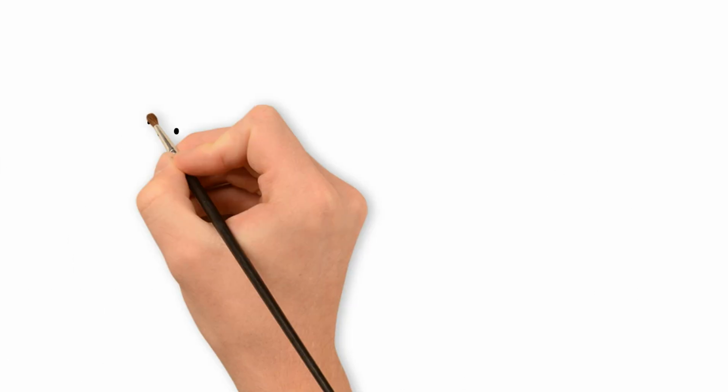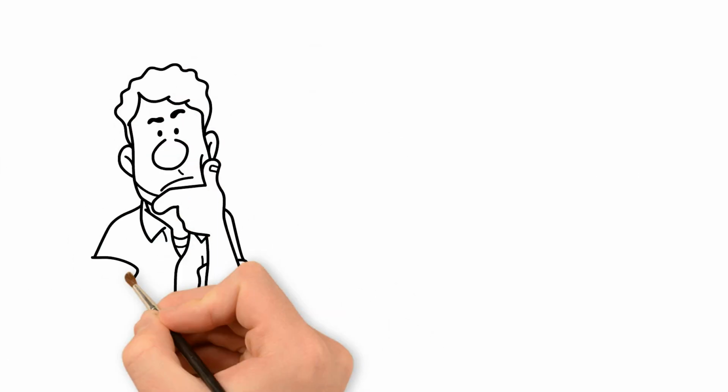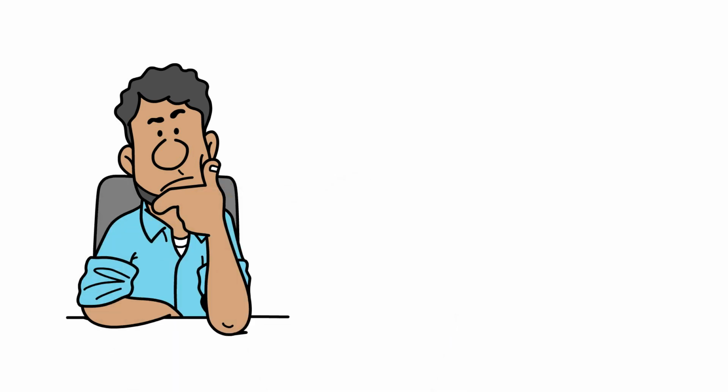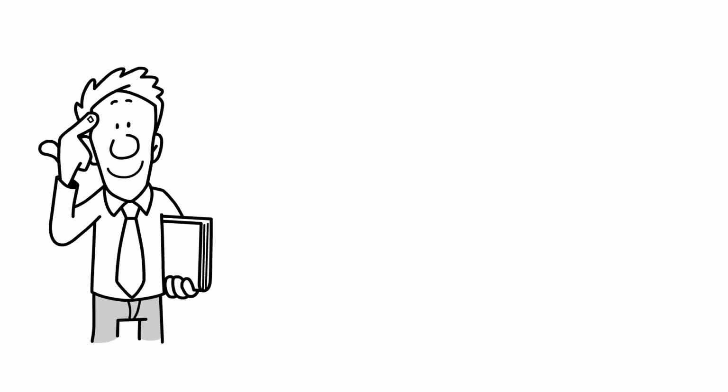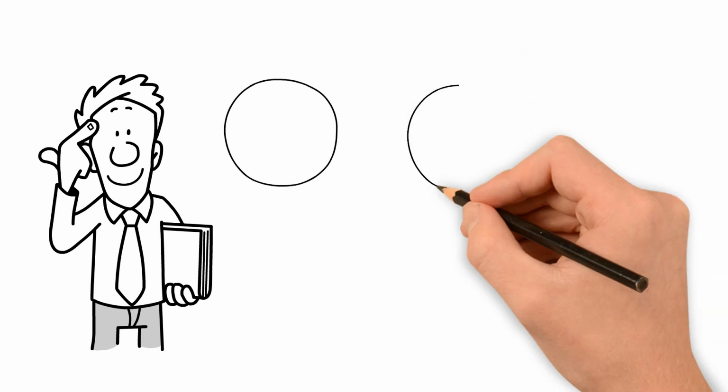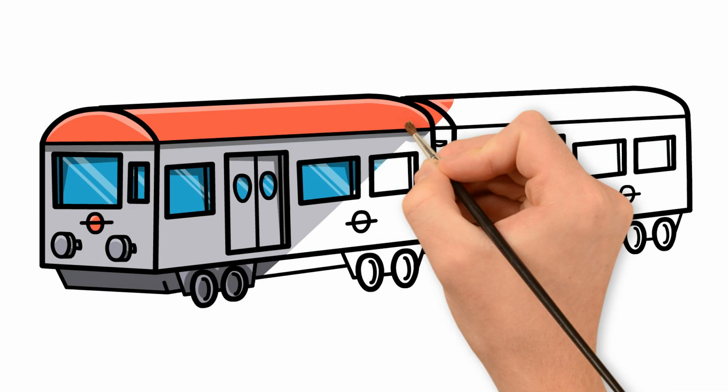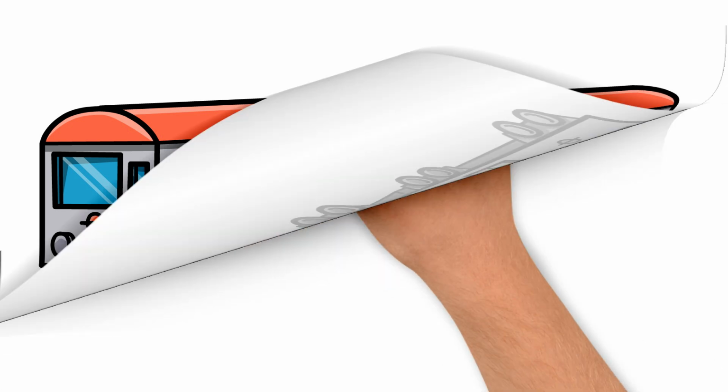So here is a good question. Why do we need to understand cognitive biases? Well, understanding cognitive biases is crucial because they shape how we interpret information, make decisions, and perceive reality. Not understanding cognitive biases can make us more susceptible to bad decision making. So let's analyze this train of thought accordingly.